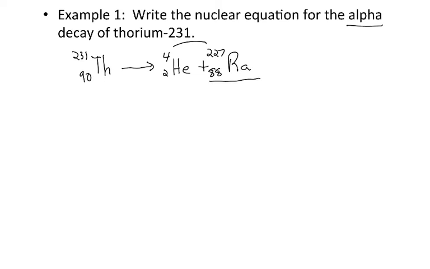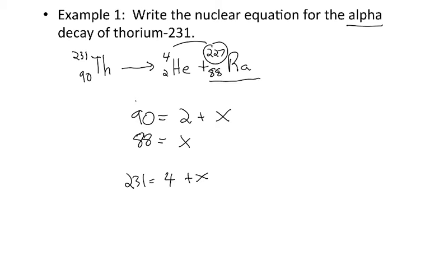So I'm going to have 90 is equal to 2 plus x, right? Because there's the 88 that we didn't know before. And so now it should be pretty easy to solve this equation to get that x is equal to 88. I could do the same thing to figure out this unknown mass number. If I was having trouble figuring out what it is, I could say, okay, I'll do 231 is equal to 4 plus x. Right, to solve this, I subtract 4 from both sides, and so I get x is 227.